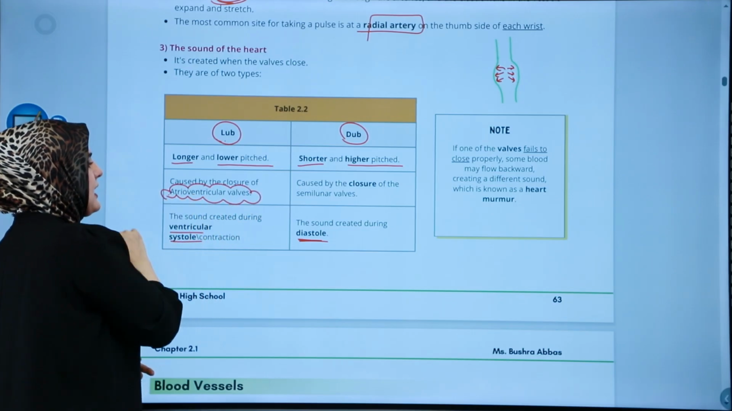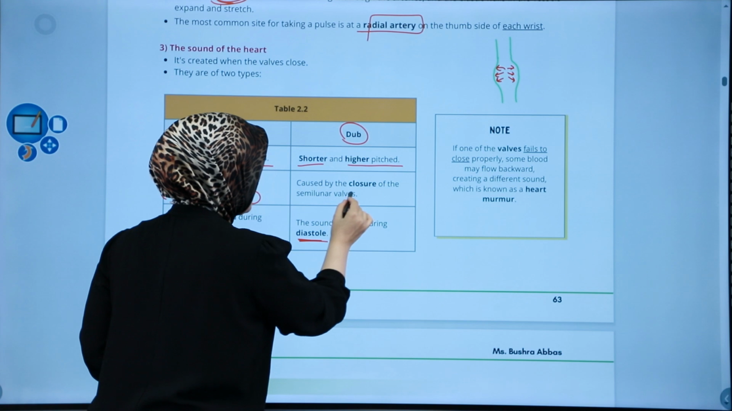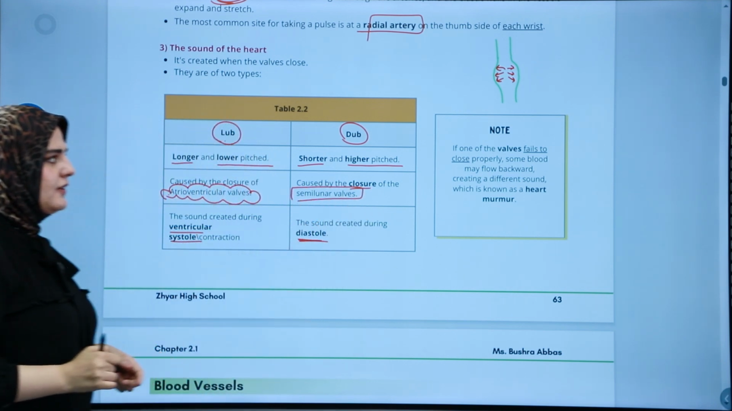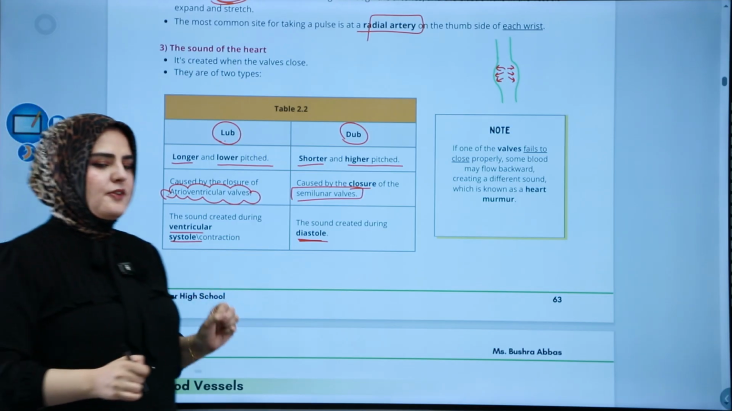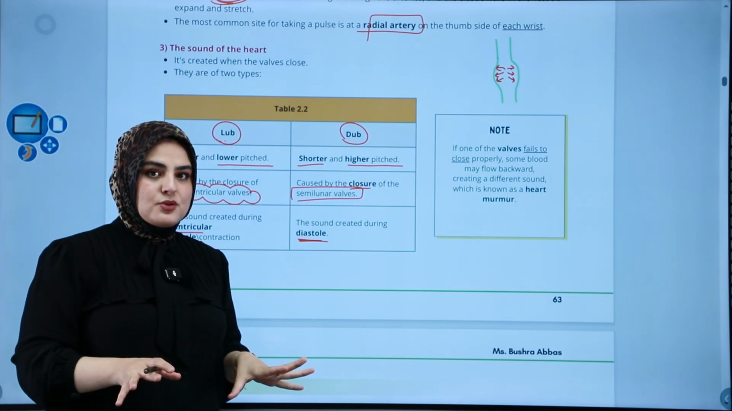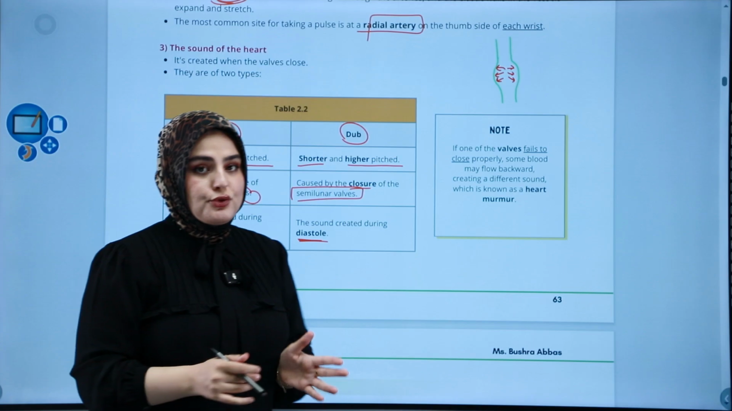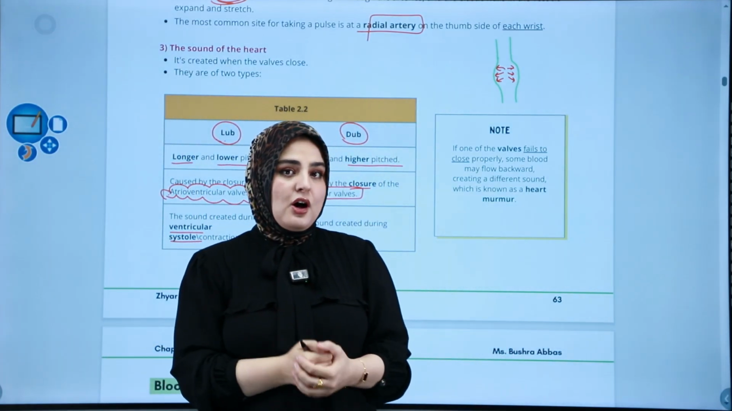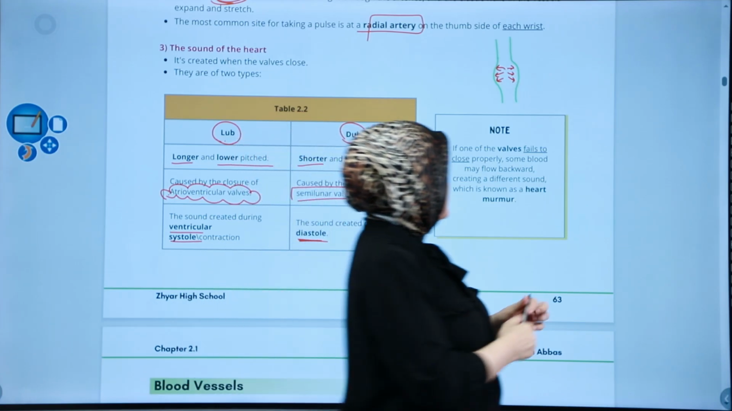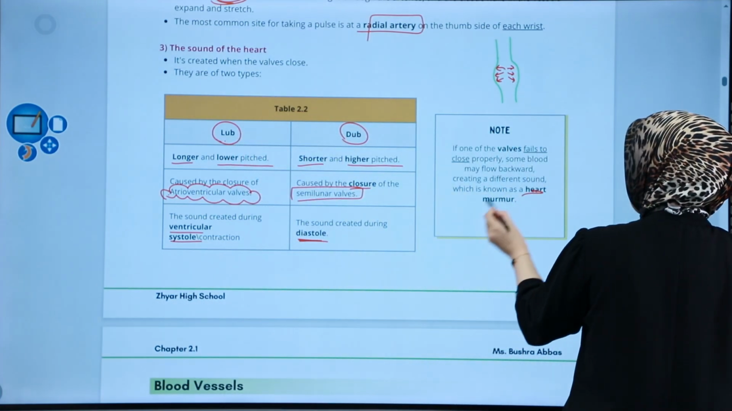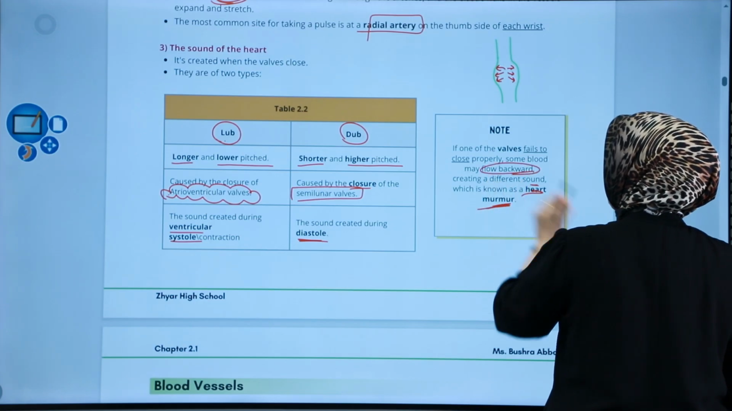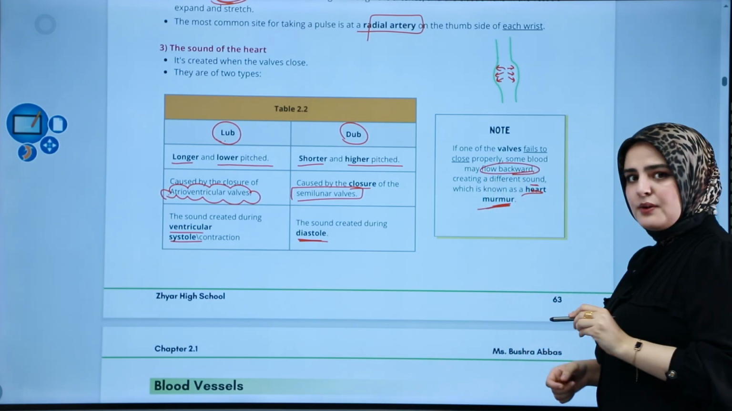This is because of the AV valve, and this one is because of the closure of the semi-lunar valve. Remember, these valves are very important. If anything happens to the heart, it's called regurgitation or heart murmur, okay? The sound of the heart will change. For instance, in heart murmur, the sound changes because of the backward flow of one of the valves, all right?